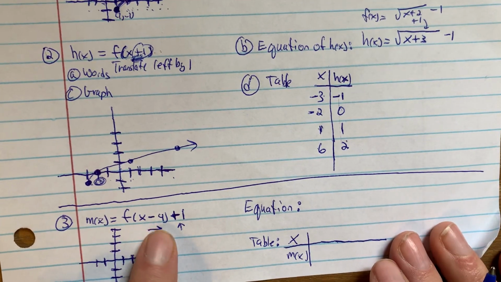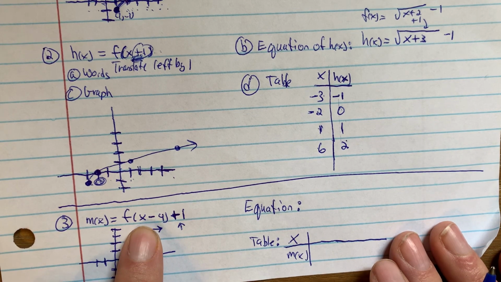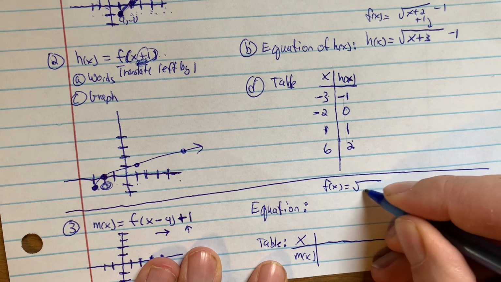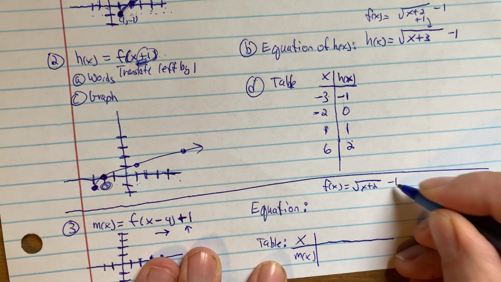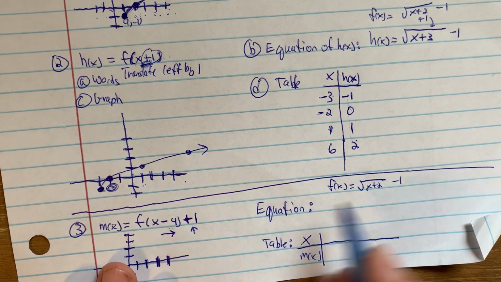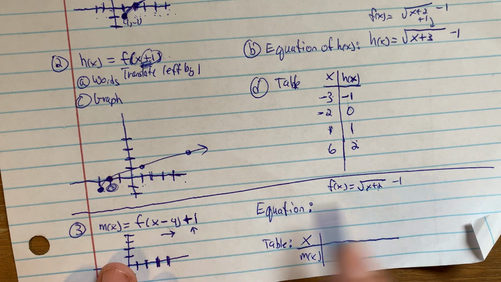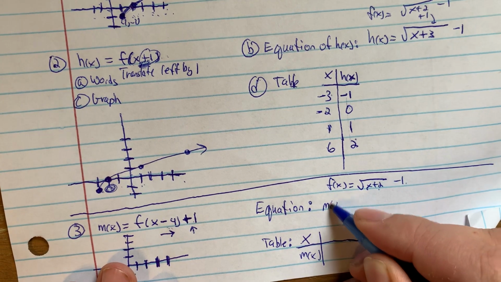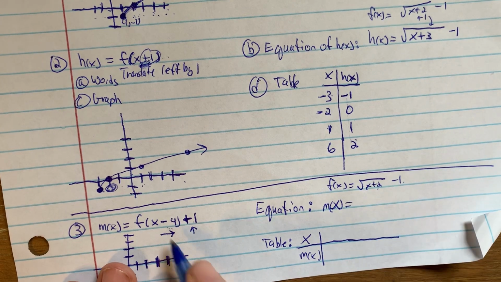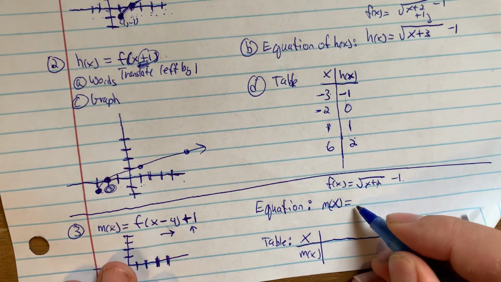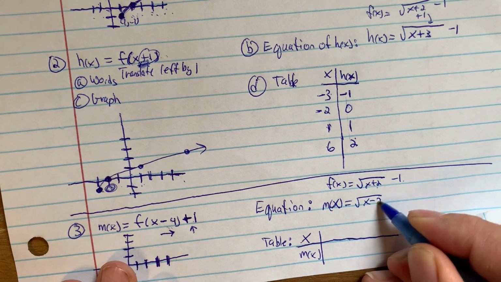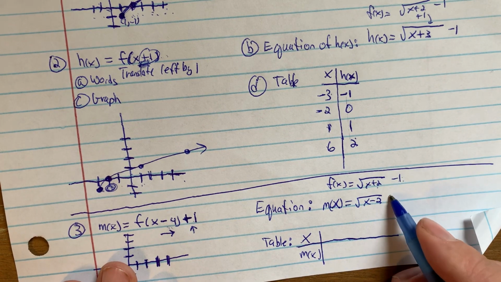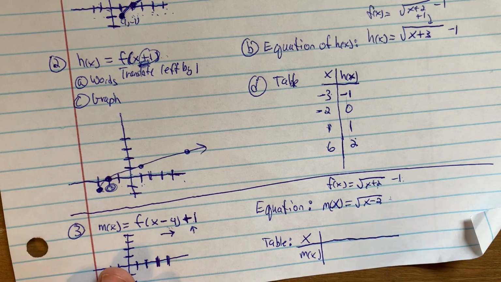Well, this is going to affect the left and right part. So the original equation was f of x equals square root of x plus 2 minus 1. This is going to change this part, and this is going to change this part, right? So the new one, m of x, will be -4 on the inside, so square root of x minus 2, and plus 1 on the outside. -1 plus 1 is 0. We don't need to put plus 0. We just won't put anything there.